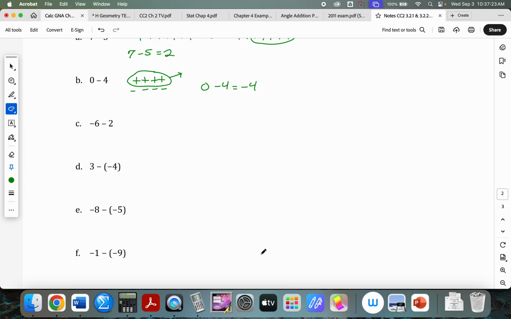Okay, so you started with 6 negatives. And then you want to subtract 2 positives. Also 2 negatives. And then to show that, you circle those. So your answer is correct.